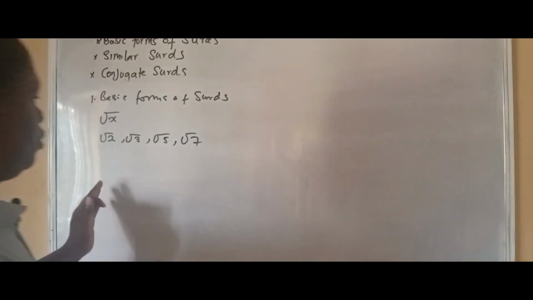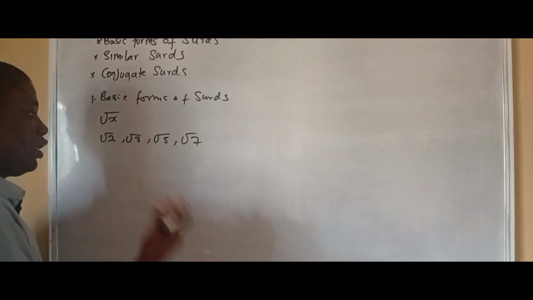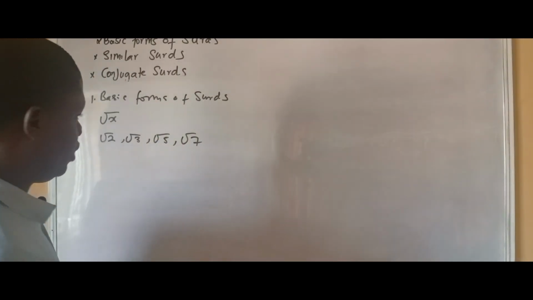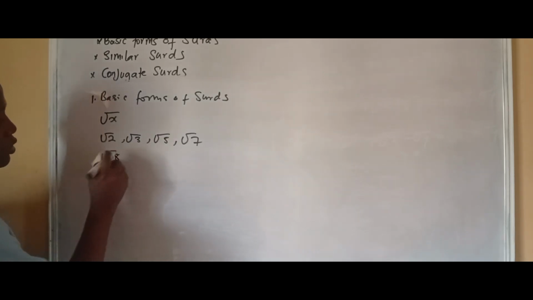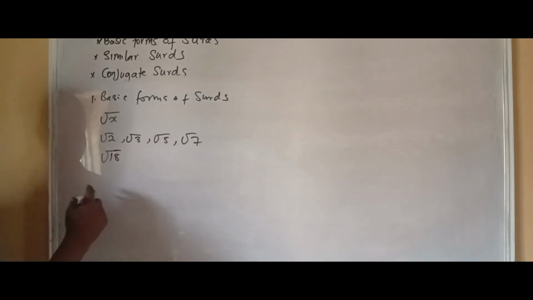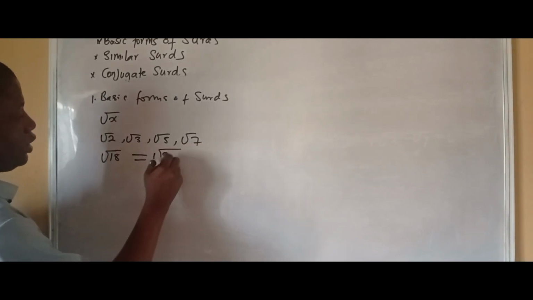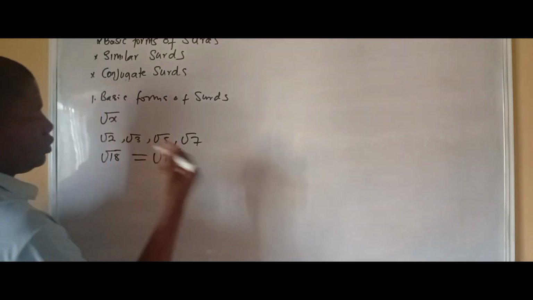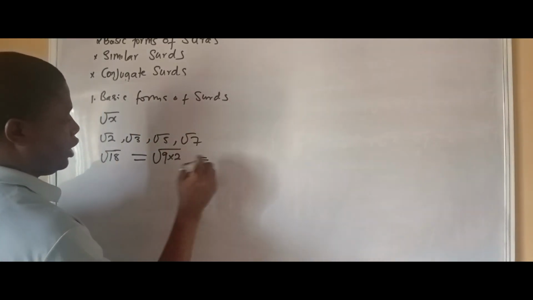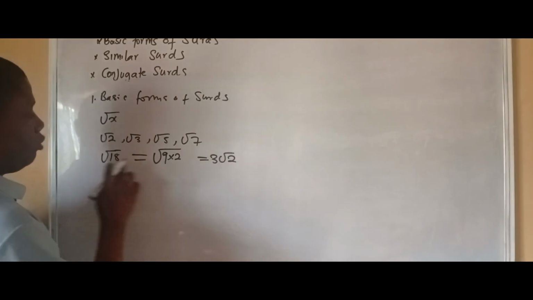Why? Because we cannot break them down further into two factors where one of the factors has an exact square root. But a surd like the square root of 18 is not in its basic form because we can still break it down further into 9 times 2. 9 has an exact square root, which is 3. So we have 3 root 2. So this is the basic form of root 18.